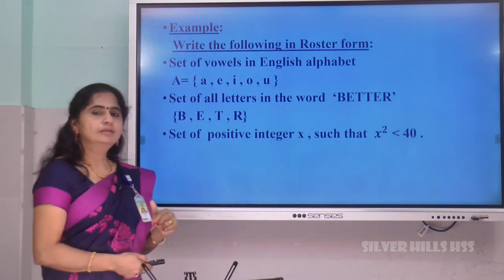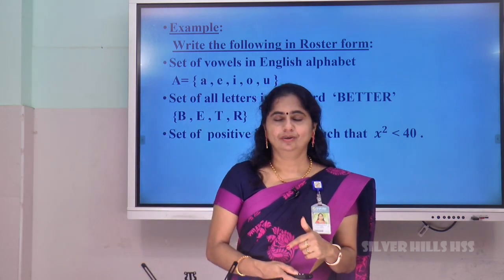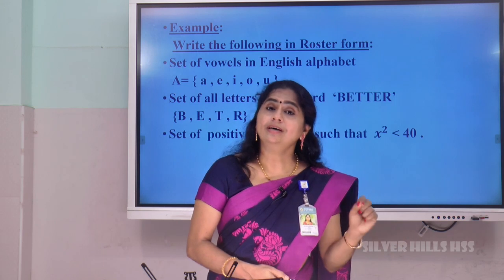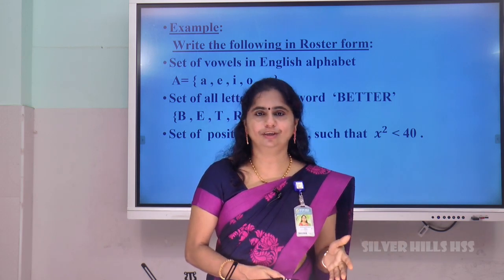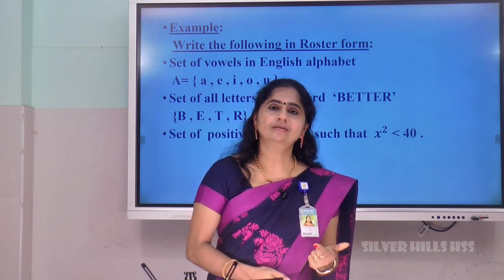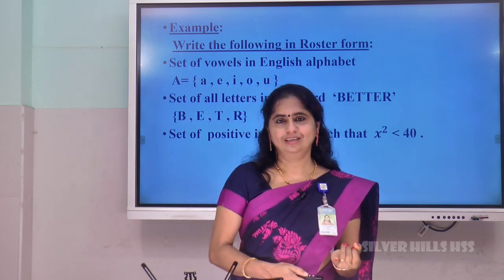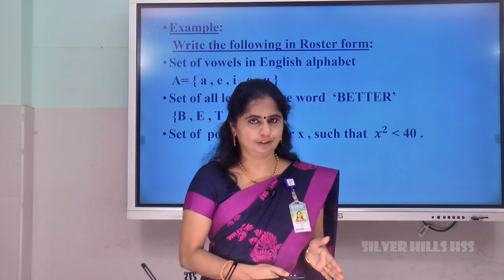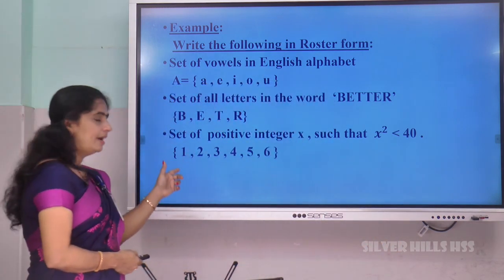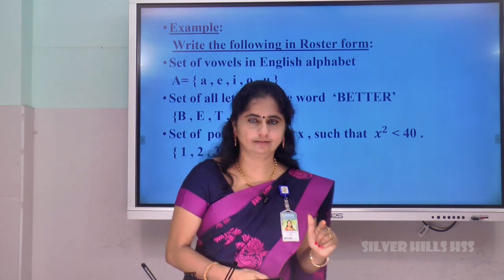Next example, set of positive integers x such that x squared is less than 40. You are asked to write down the set of integers such that the square of that number should be less than 40. So, 1 squared is 1, 2 squared is 4, 3 squared is 9, 4 squared is 16, 5 squared is 25, 6 squared is 36. We cannot take 7 squared because it exceeds 40. So, within braces, you can write {1, 2, 3, 4, 5, 6}.